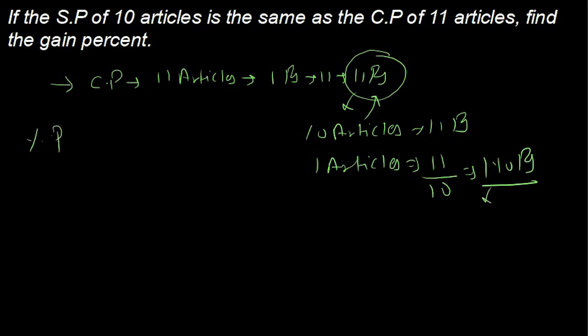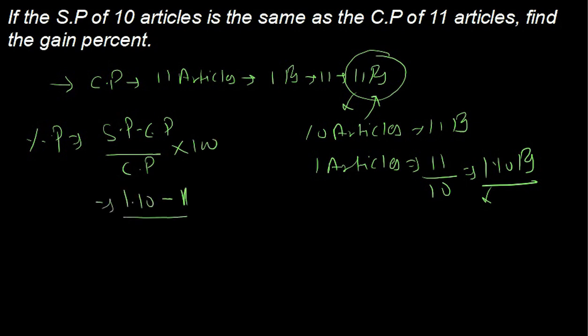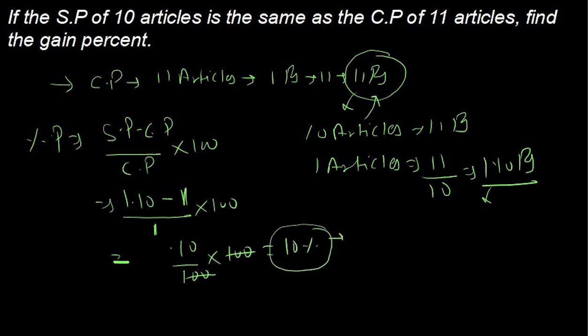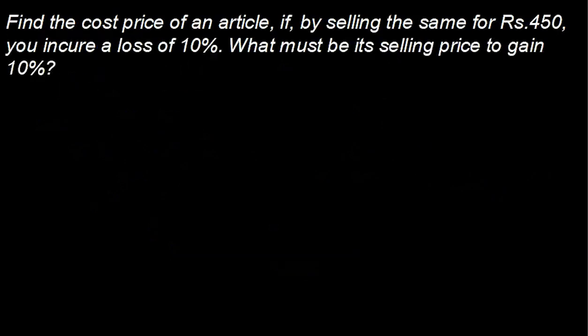Now we need to find out the profit percent. So profit percent is going to be selling price minus cost price, divided by cost price, into 100. Selling price is 1 rupee 10 paisa, cost price is 1 rupee, divided by 1 rupee, into 100. 1 rupee 10 paisa minus 1 is what? 10 paisa only. 1 rupee you can say 100 paisa. So this is what? 10%. So the percent you got is a 10% profit. Okay.